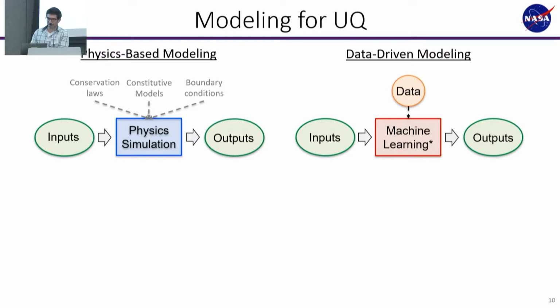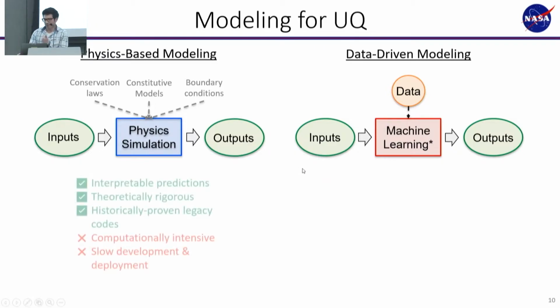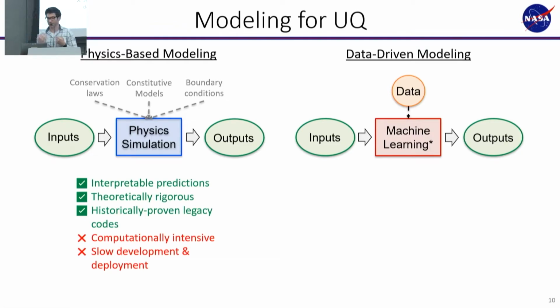In general, there's these two classes of approaches. These are the physics-based models that we talked about on the previous slide, or data-driven modeling using machine learning. Each have their own inherent strengths and weaknesses. So we usually rely on physics-based models because they are interpretable. They have interpretable predictions. So as a domain expert, you kind of have an intuition on how predictions are going to change as you adjust your input parameters.